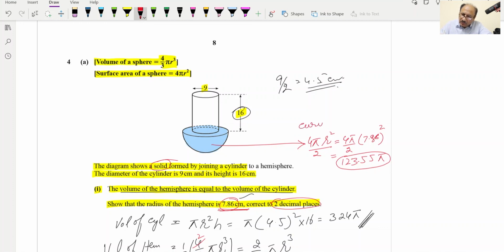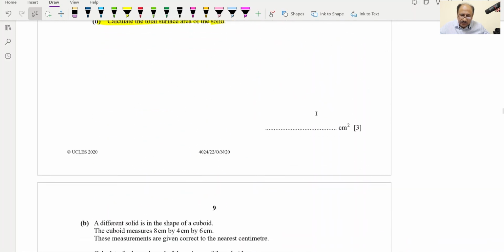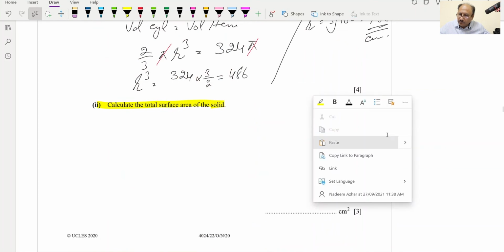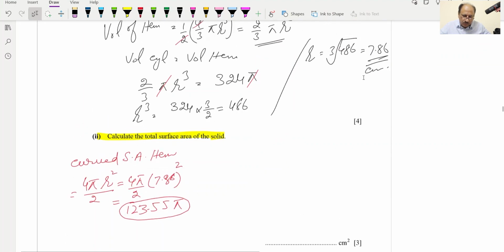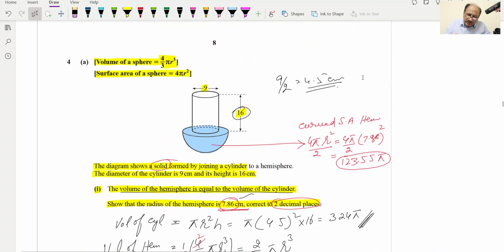This is the curved surface area of the hemisphere. And the working which we have done over here, we can copy this one and shift it over here because we require the working for the question also. So this is the curved surface area of the hemisphere which we have provided over here. This is one thing which we have done. Now we require this surface area also.